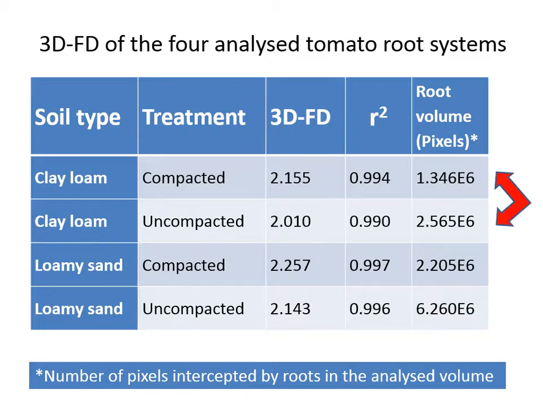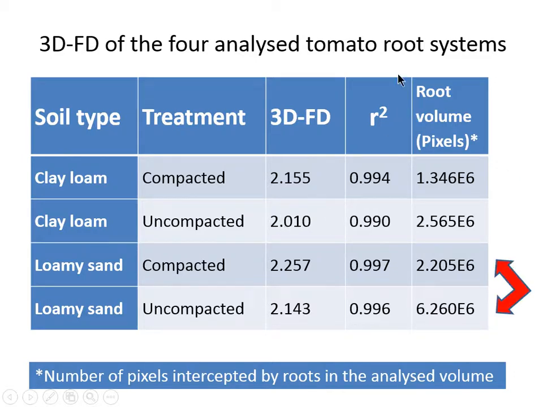We could compare each of the soils and the 2 treatments. And in the clay loam, we get some difference in size. In the uncompacted, they are somewhat larger than in the compacted. They both have fractal dimensions. But here, contrary to what I expected, in the compacted soil, we had a higher fractal dimension. The roots were more convoluted and filling the volume better than the somewhat larger root system in the uncompacted soil.